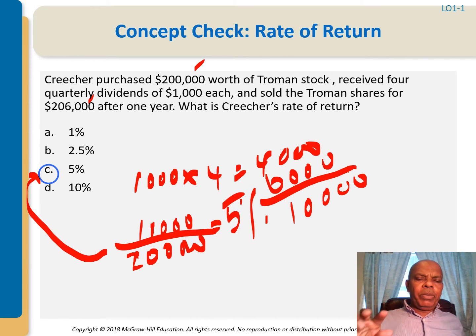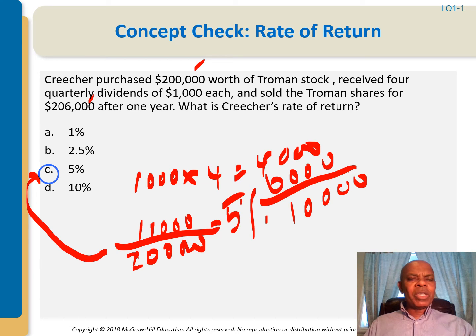Not just focusing on the dividend that you get, but you also have to look at, okay, what if I sell? What if I sold the shares at a certain price? Okay, I made some money too, right? What if they sell at a loss? Instead of $206,000, for whatever reason, they sold for $198,000. What is the net?